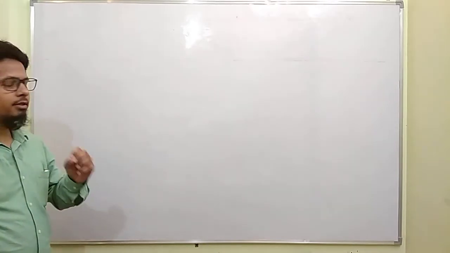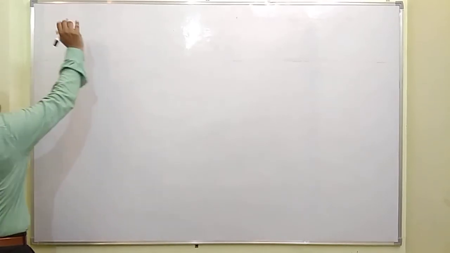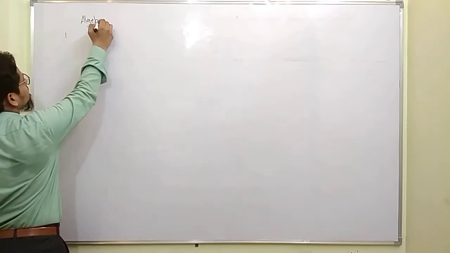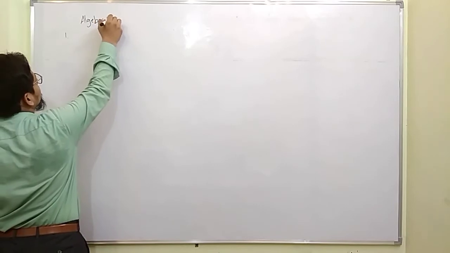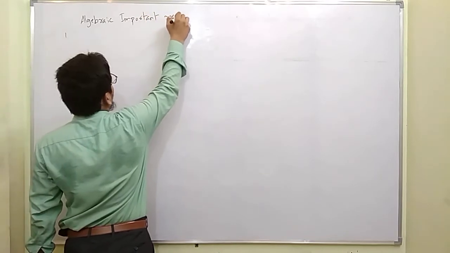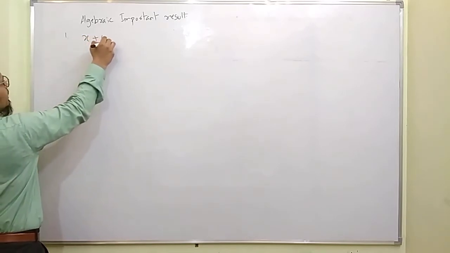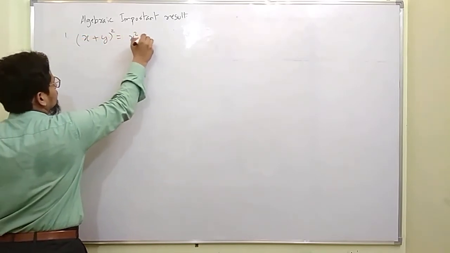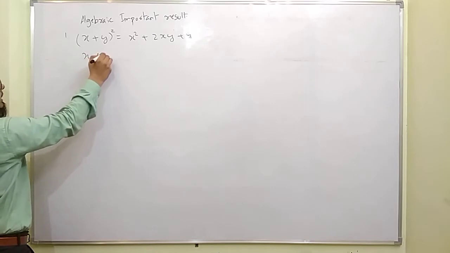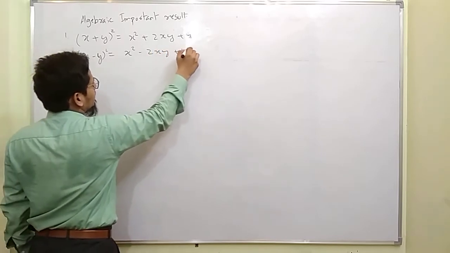Some few formulas I am writing here. Okay, so the first formulas are the algebraic results. The first is a very simple formula, x plus y of whole square. Okay, x square plus 2xy plus y square. Next is x minus y of whole square. It is x square minus 2xy plus y square.